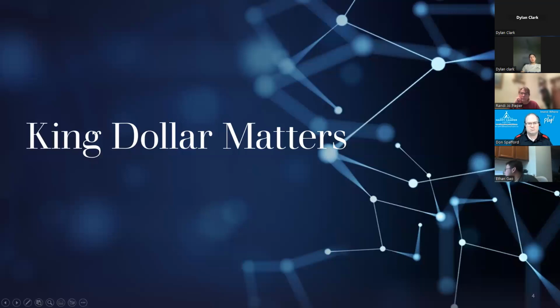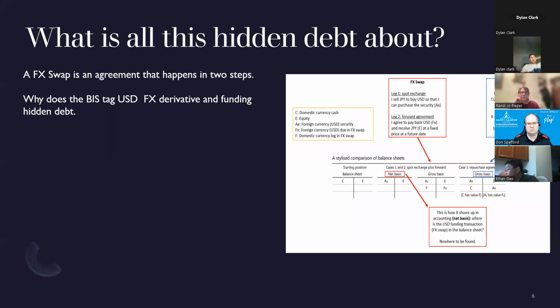So yeah, I think that explained it a little bit better. But why does the BIS tag US dollar Forex derivatives funding as hidden debt? Because accounting rules, for those of you who know common accounting practices, allow for these types of things to happen whenever they do accounting.